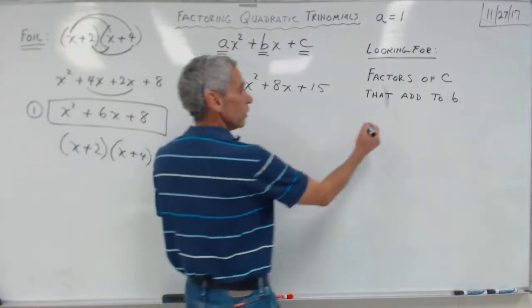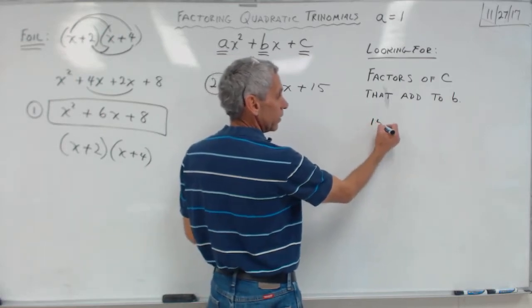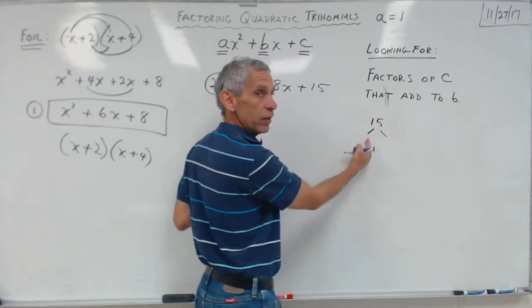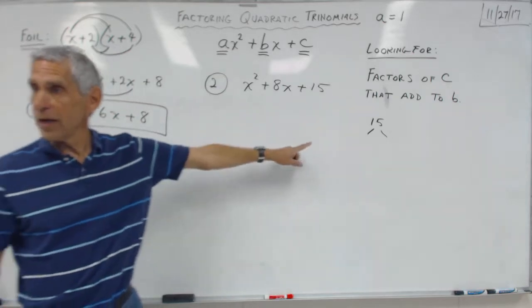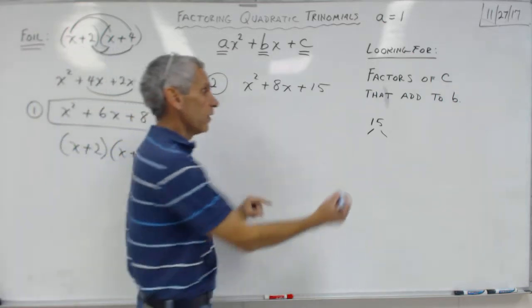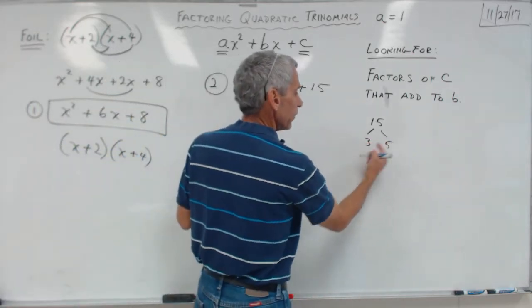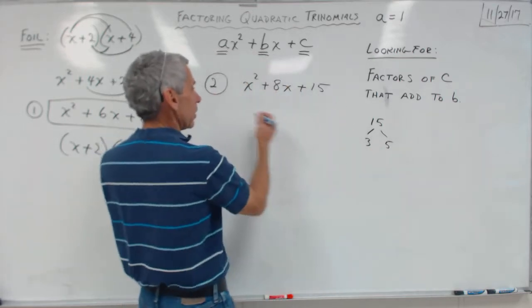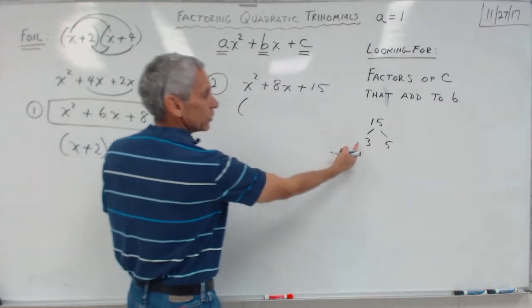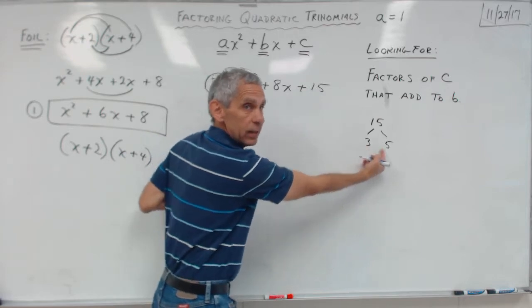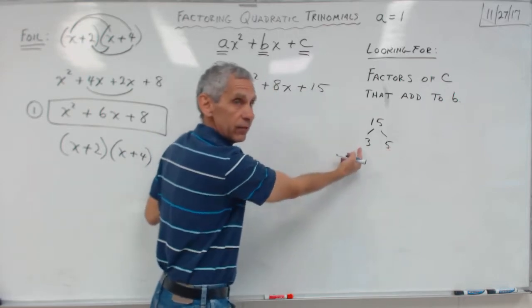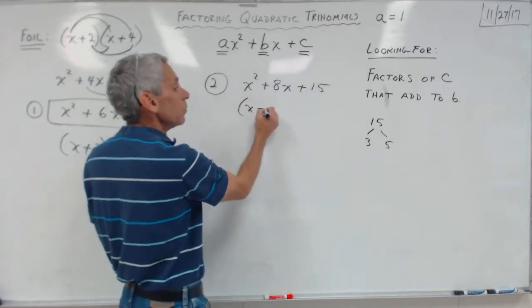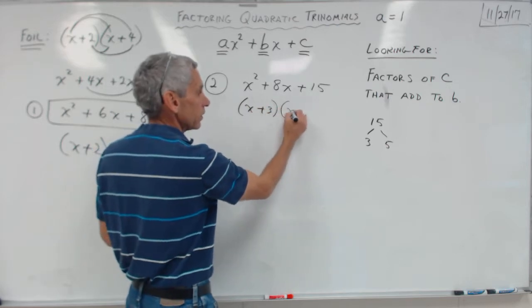I'm looking for two numbers. So I'm going to write my C right here off to the side, and I'm going to figure out two numbers that multiply to get 15. 3 and 5. 3 times 5, what is 3 plus 5? 8. So immediately you can just do x. Notice that's a positive 3 and a positive 5 because it doesn't have a negative in front of it. So I do x plus 3 and x plus 5.